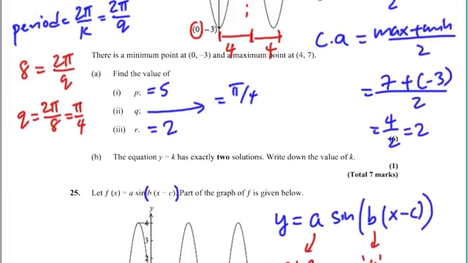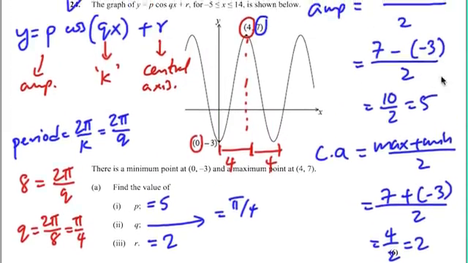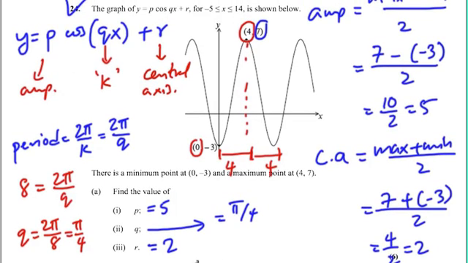Oh no, sorry. Let me go back to this question. I didn't actually finish it. So 24b. The equation y equals k has exactly 2 solutions. Write down the value of k. I'm going to erase some stuff just because I need some room.